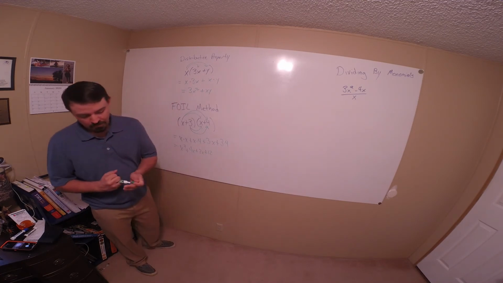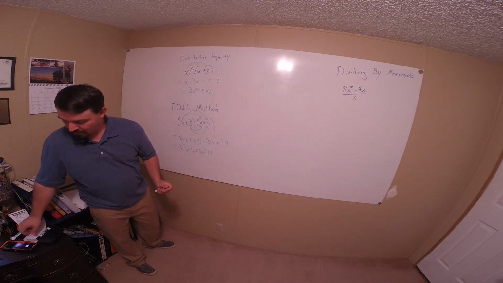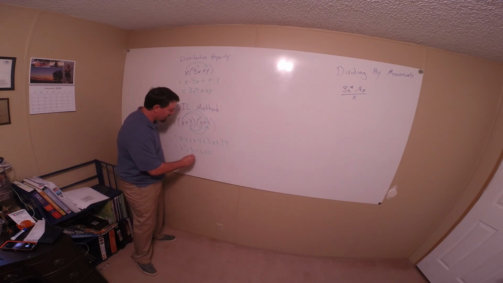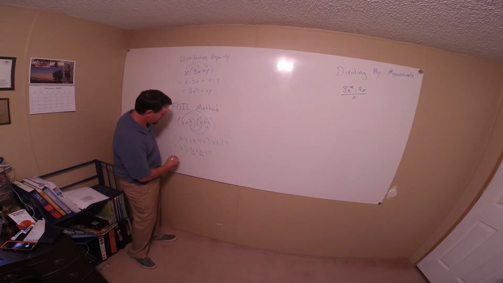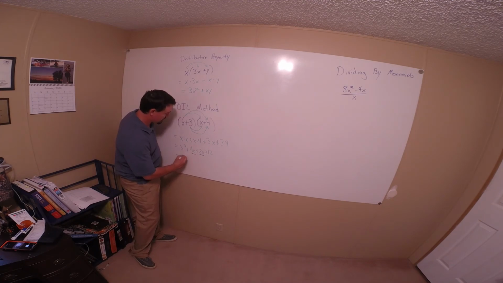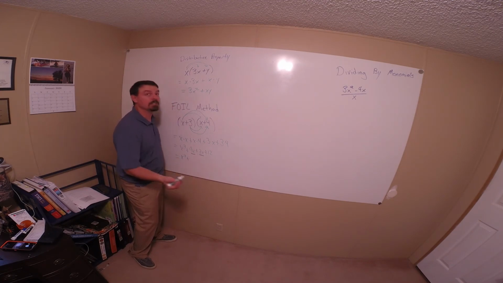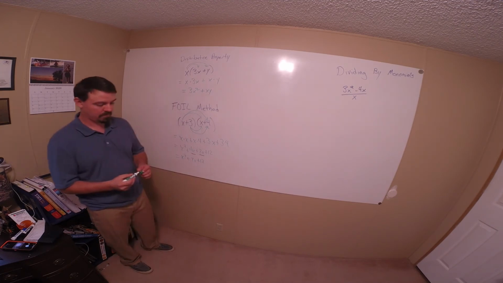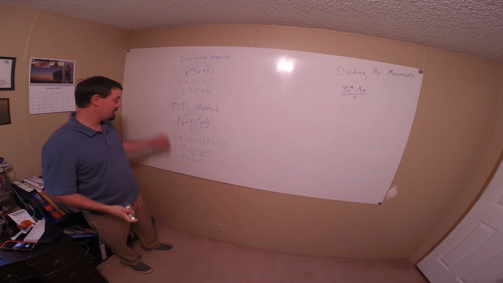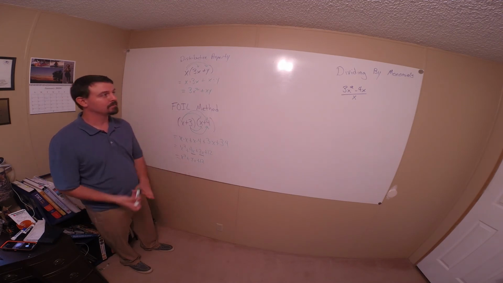Now, we've not simplified as far as we can go. We still have to combine our two like terms, which are 4x and 3x. If we do this, we get x squared. 4 plus 3 is 7, so we get 7x. And then plus 12. We have done the FOIL method and simplified.